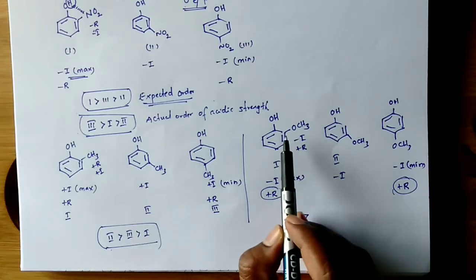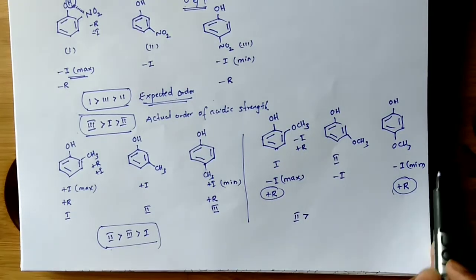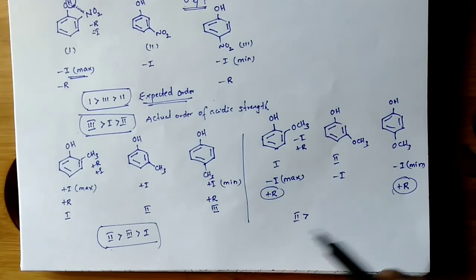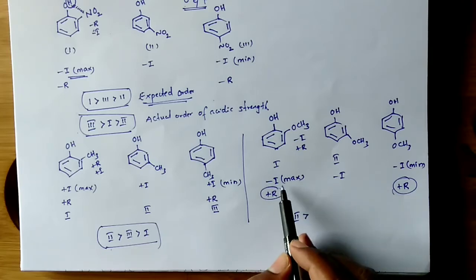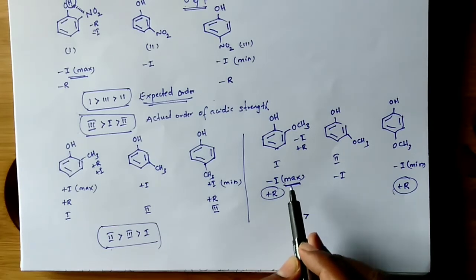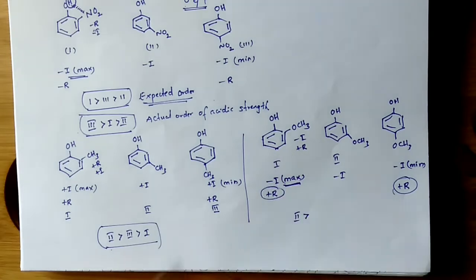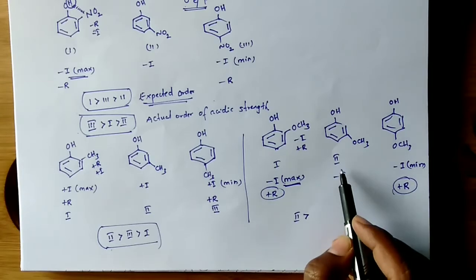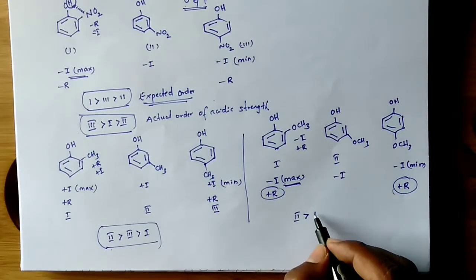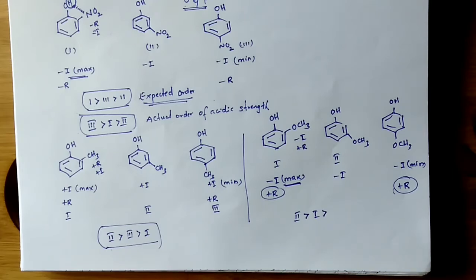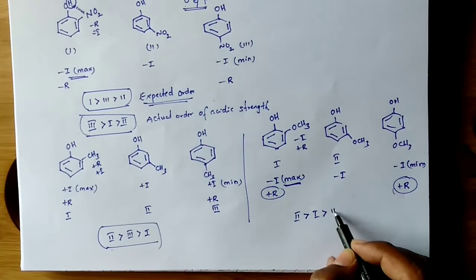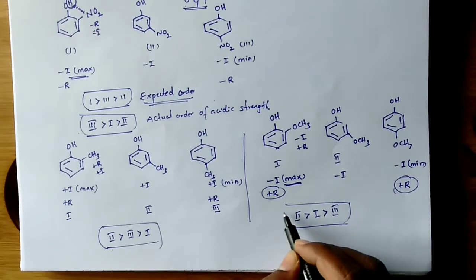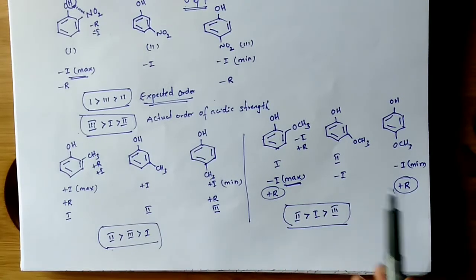Okay, the plus R effect, even at ortho position or para position, that effect is the same. Now the minus I effect stabilizes the phenoxide ion, we know that. So here, with the maximum minus I effect, it can stabilize the phenoxide ion more. So after the second one, the first one will be the more acidic phenol, after that the third one. Okay, so this is the acidic strength order when a minus I plus R group is substituted on the phenol.